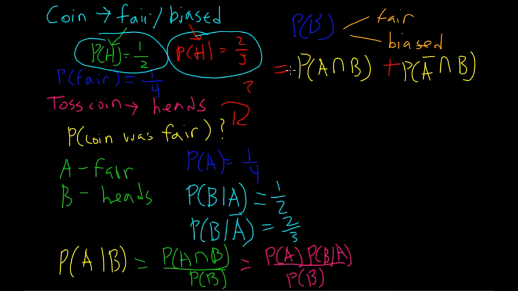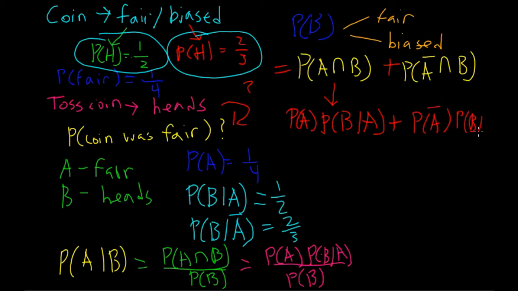Now, what you have to notice also is, hey, this is another conditional probability rule. This is just the probability of A times the probability of B given A. And now this right here is just the probability of not getting A, or being biased, times the probability of getting heads when it's biased. So now let's take a moment to just digest this thing.